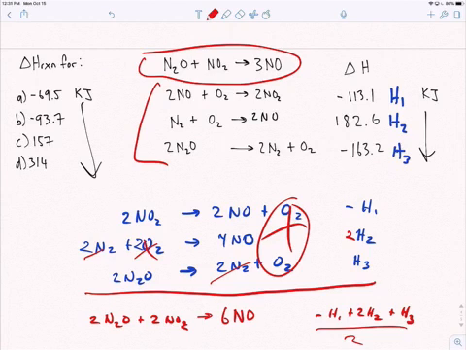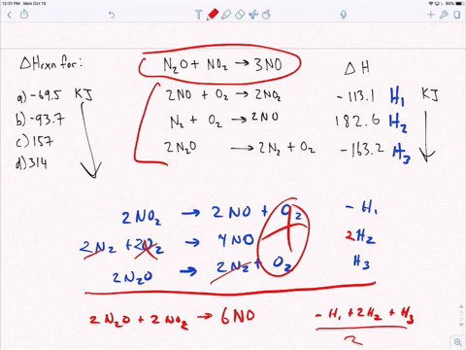So then you can have 1 plus 2, and that's 3 cancels. So it's going to be 1, 2. You decide which one to multiply, which equation to write which way.